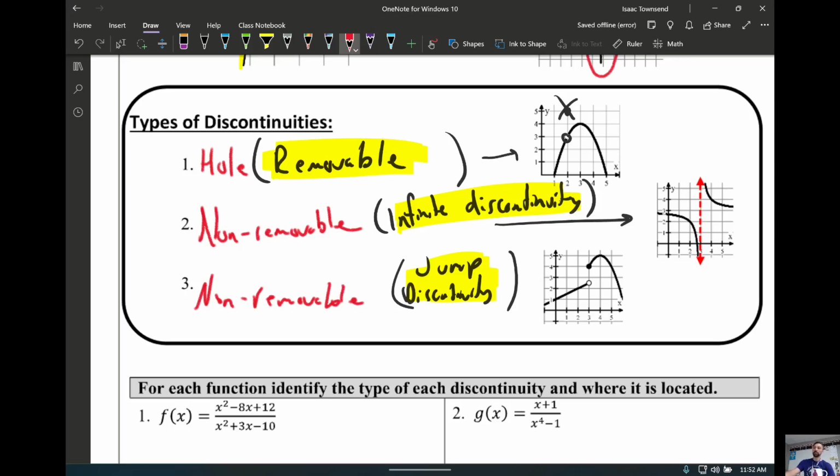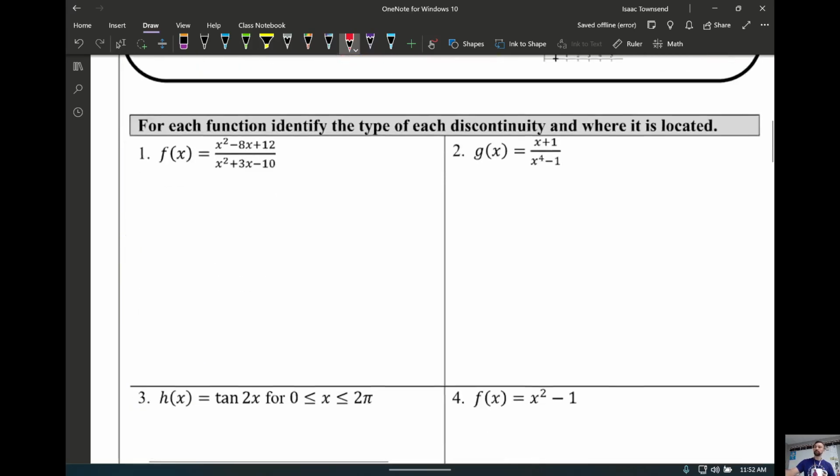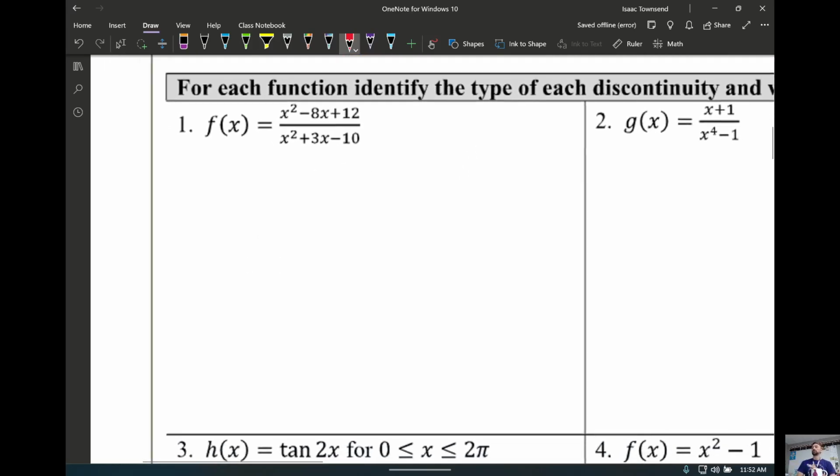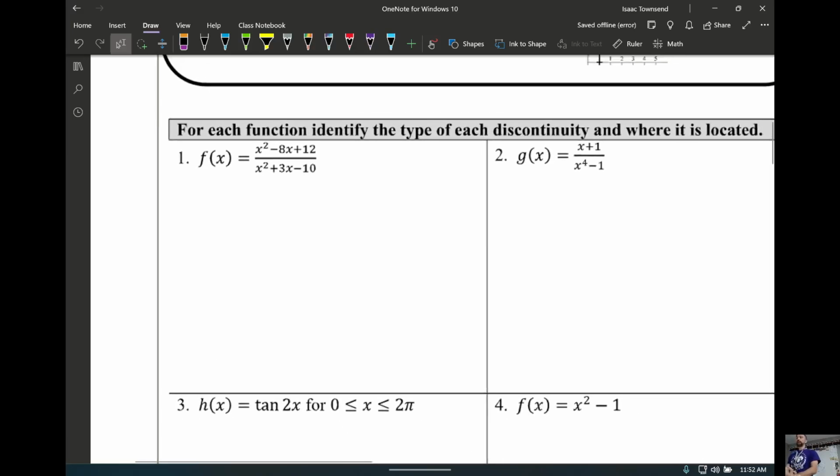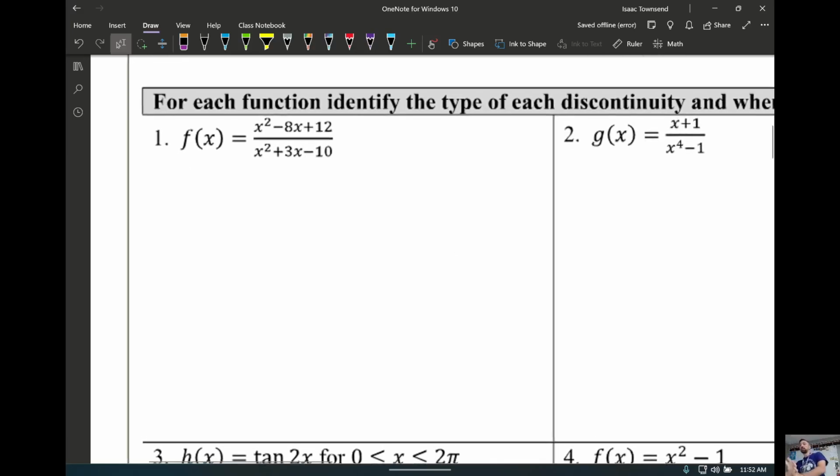There's something that happens in a function that gives you a hole versus a vertical asymptote. You learned this back in Algebra 2 when you did rational functions, and we reviewed it in pre-calculus when we did rational functions. But now we're not talking about just finding the holes and finding the vertical asymptote equations. We're talking about identifying the types of discontinuity and where they're located.